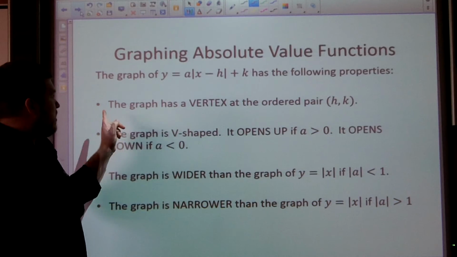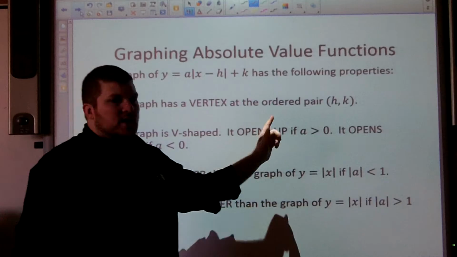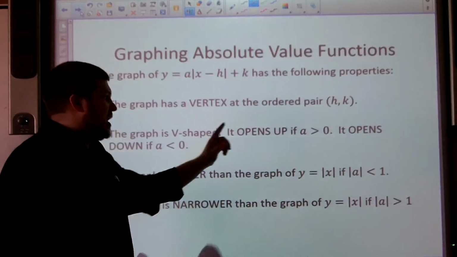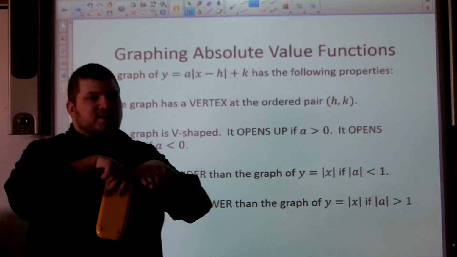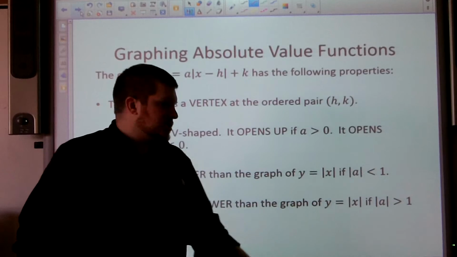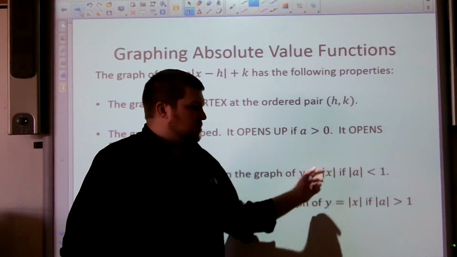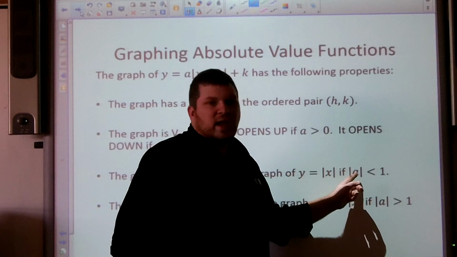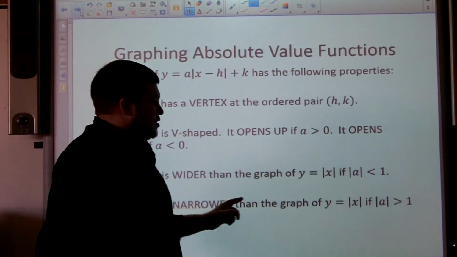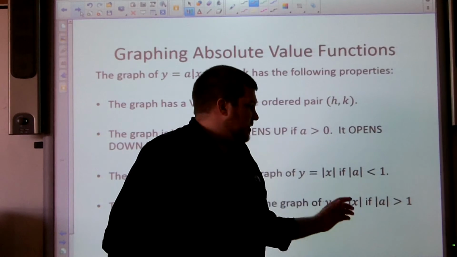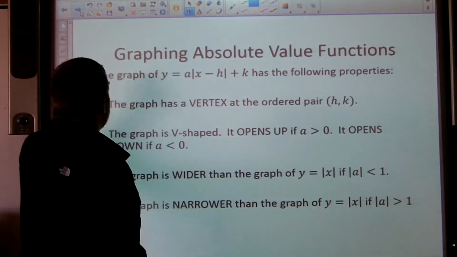It's just summarizing. So, the graph has a vertex at the ordered pair h comma k. The graph is V-shaped. It opens up, meaning it makes a traditional V, if a is bigger than 0. And if a is smaller than 0, meaning negative, then it opens down. It's going to look like the roof of a house. The graph is wider than the parent function if the absolute value of a is smaller than 1, like a fraction, like 1/2. If the absolute value of a is bigger than 1, like 2, 3, 4, then it's going to be narrower or steeper than the parent function, y equals absolute value of x.